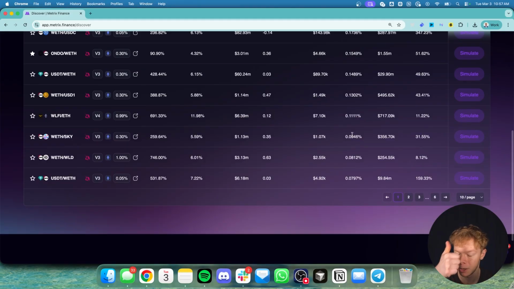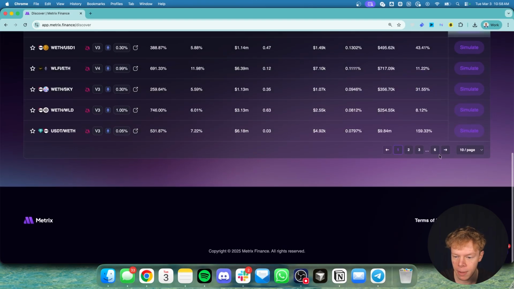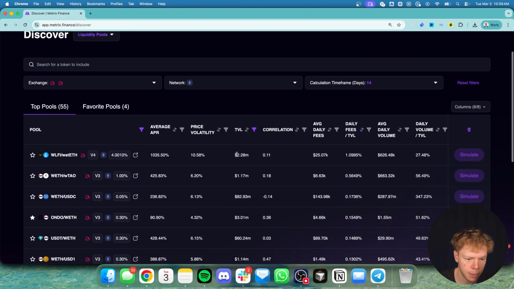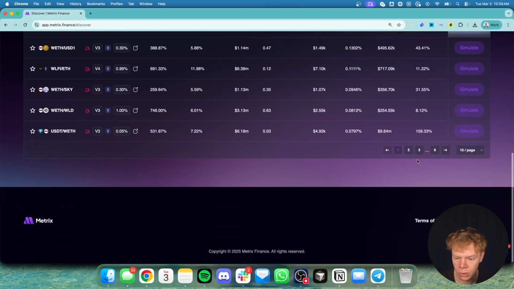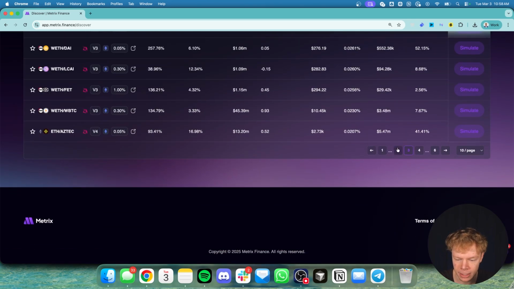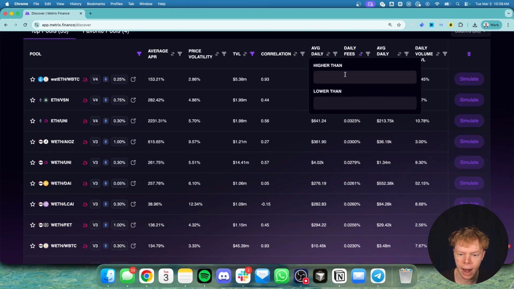Now, my rule of thumb, once again, is to look at how many pages there are. There's 6 pages, 10 per page. That's 55 pools. We're going to go to page 3, basically, and we're going to cut it here. So we're going to cut everything after page 3. Meaning we're going to take this number right here, the 0.0207. We're going to look at higher than that.